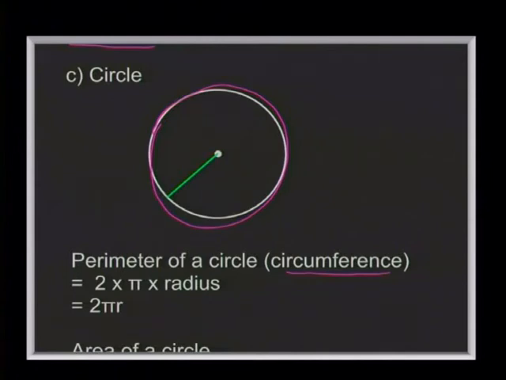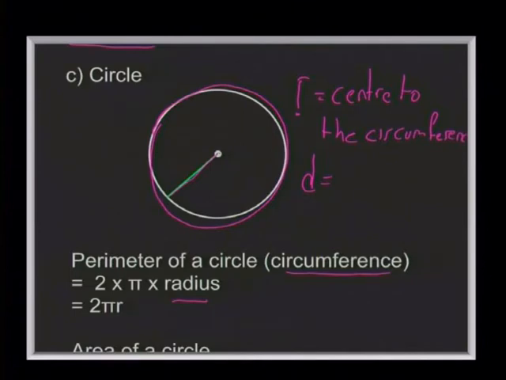Now I'm going to stop there just to discuss this radius. The radius is from the center of the circle to the circumference. From the center of the circle to the outside of the circle. That is the radius. We're sometimes given the diameter of the circle.